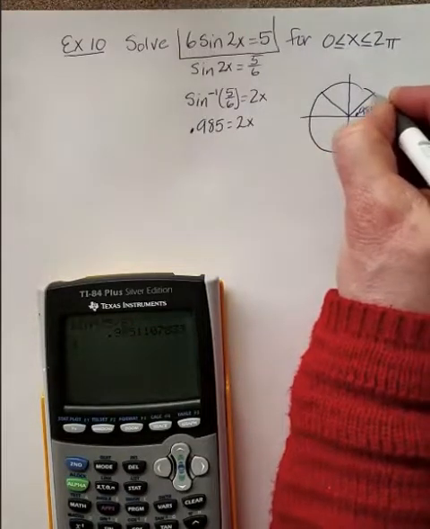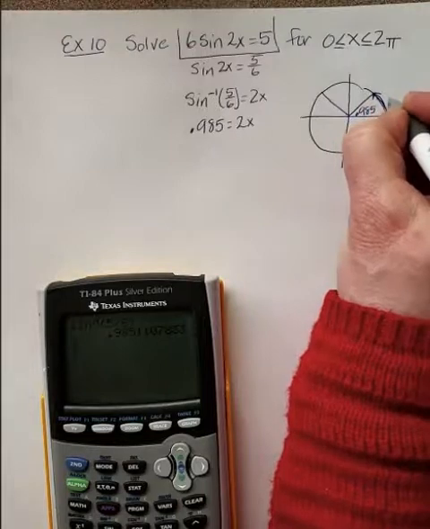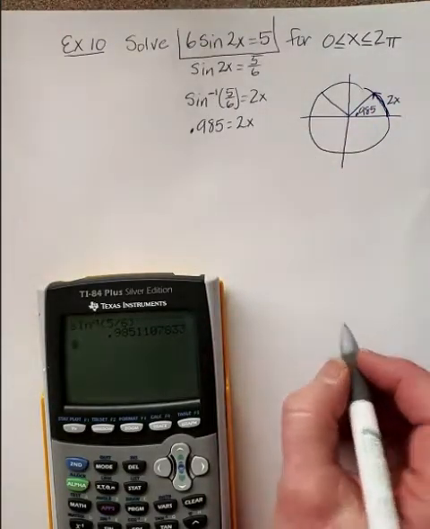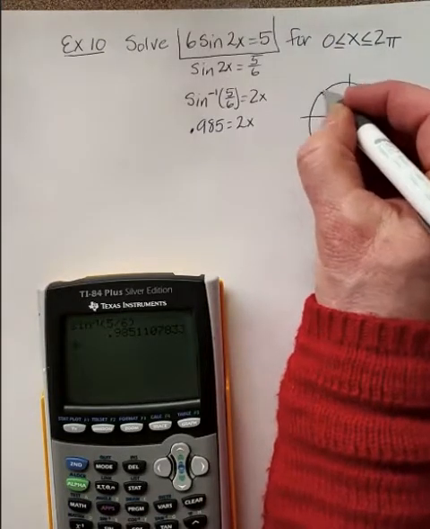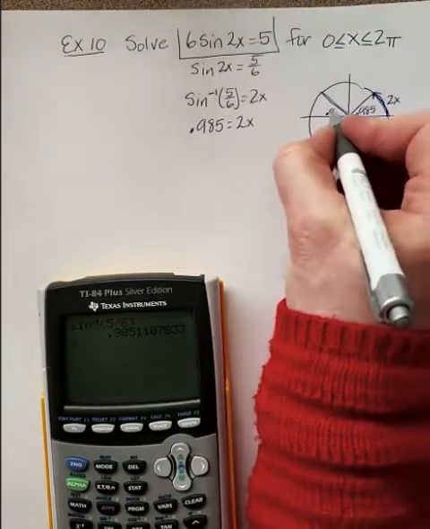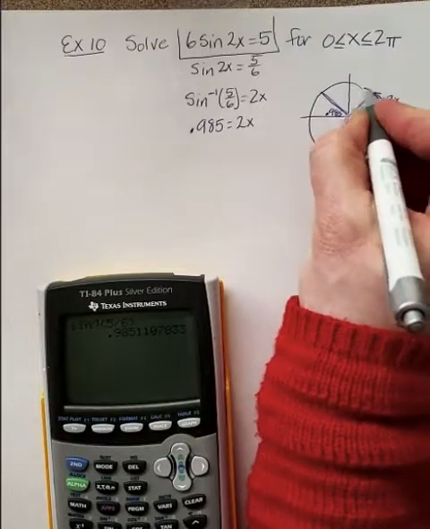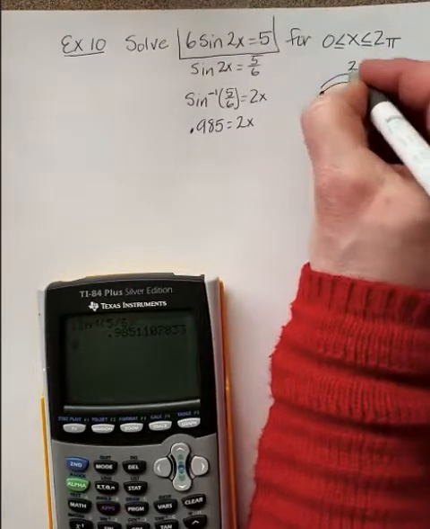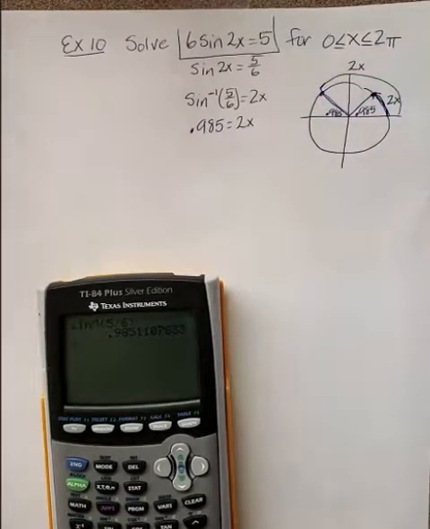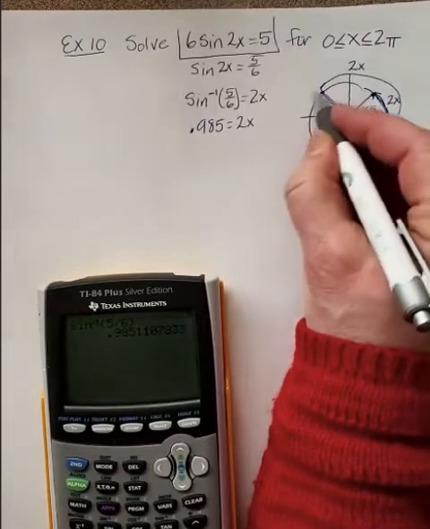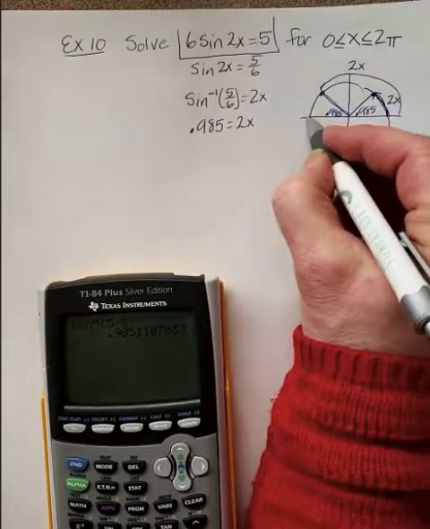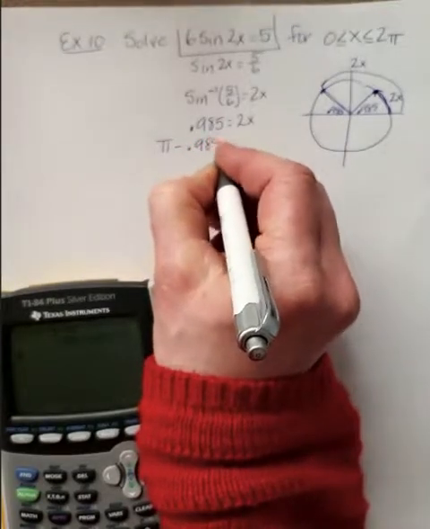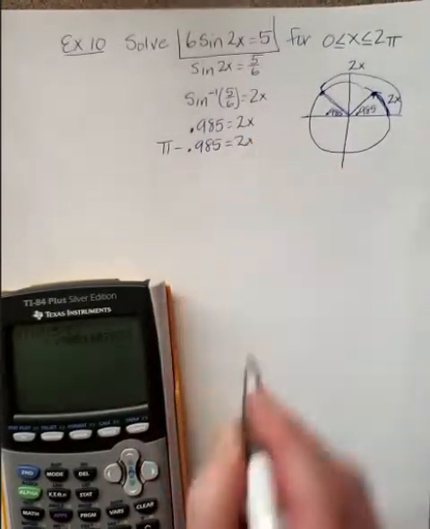But 0.985 is not the angle measure I'm looking for. It's twice the angle measure I'm looking for. The other angle measure over here in the second quadrant, remember this is 0.985 radians too, if the y-coordinate here is the same as this y-coordinate. This angle measure is also twice the angle measure I'm looking for. And this angle measure is going to be pi radians minus 0.985 radians. So pi minus 0.985 is also equal to twice the angle measure that I'm looking for.